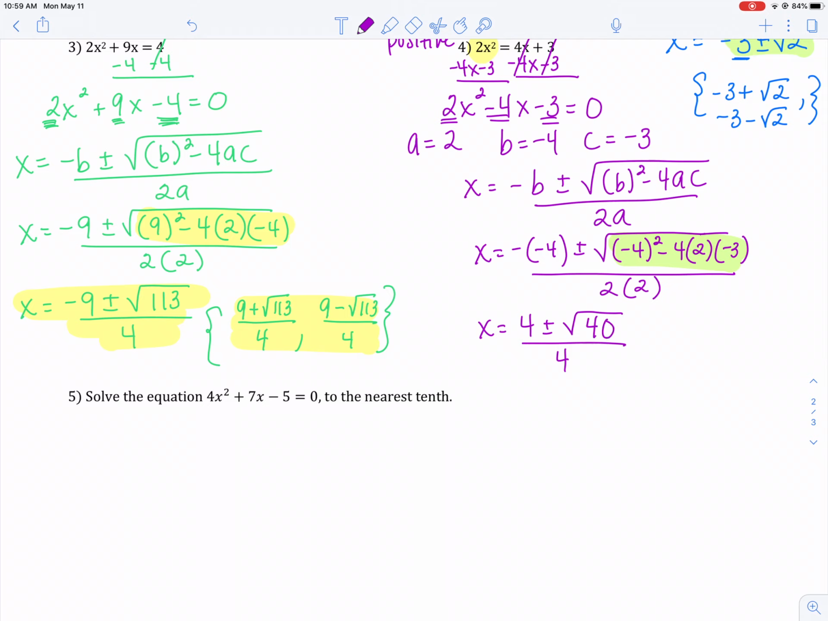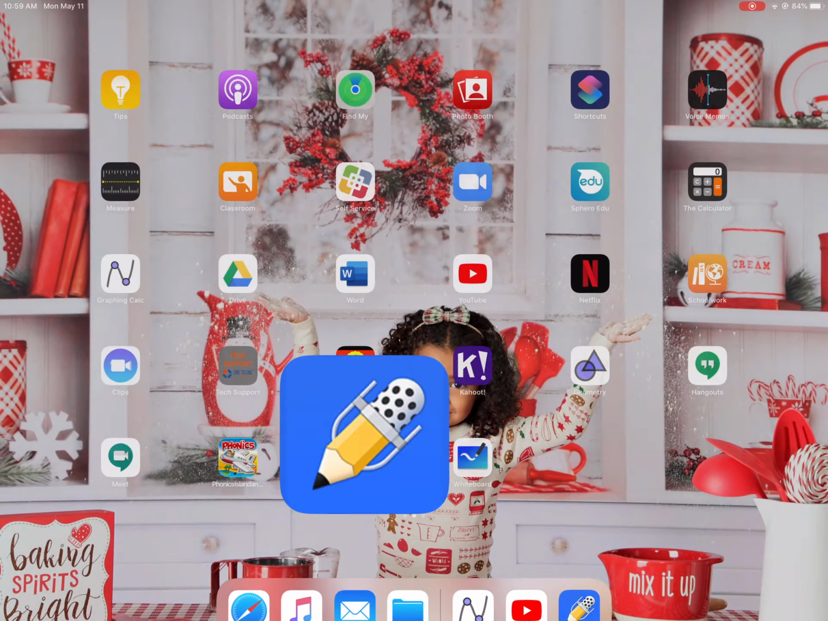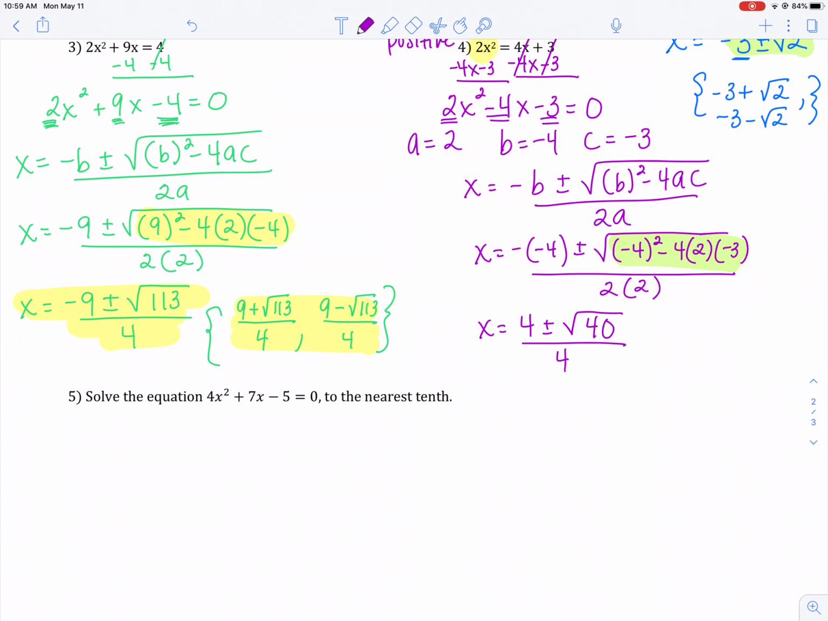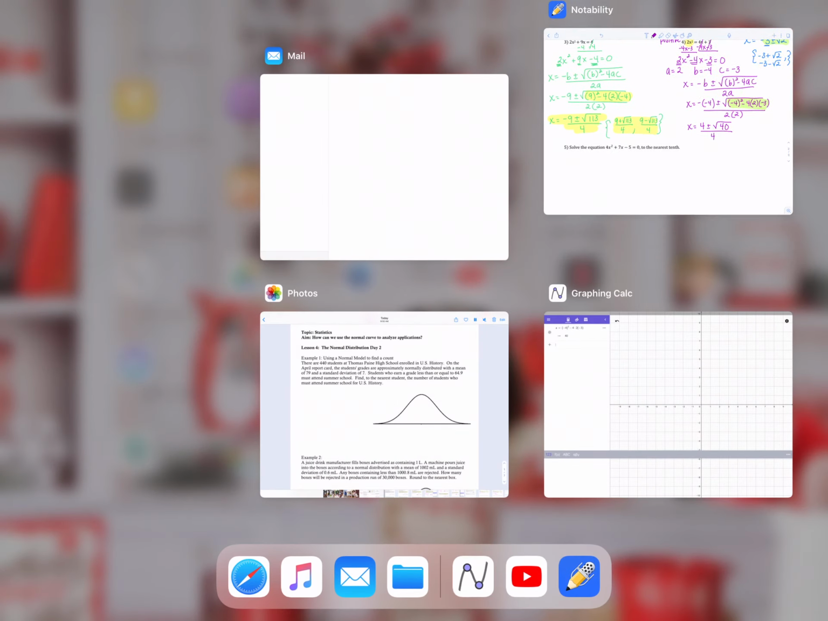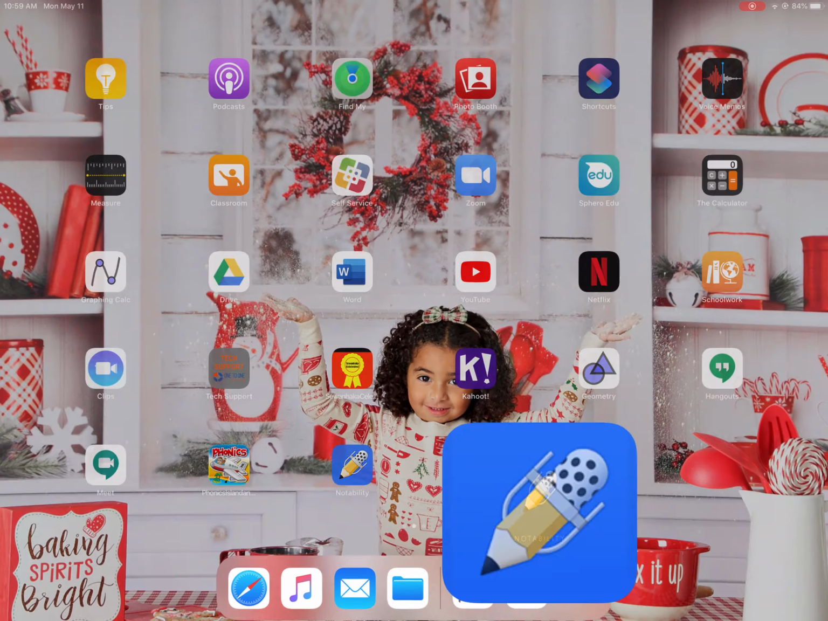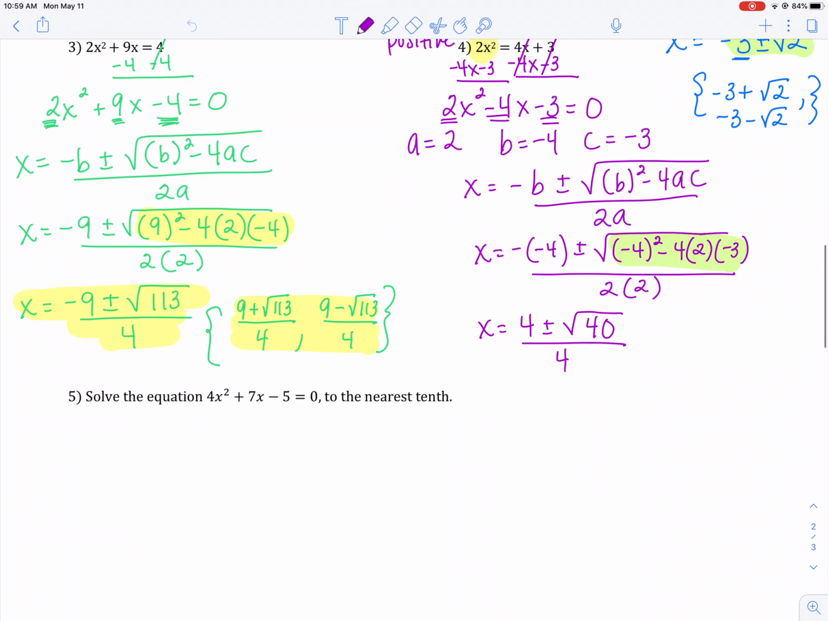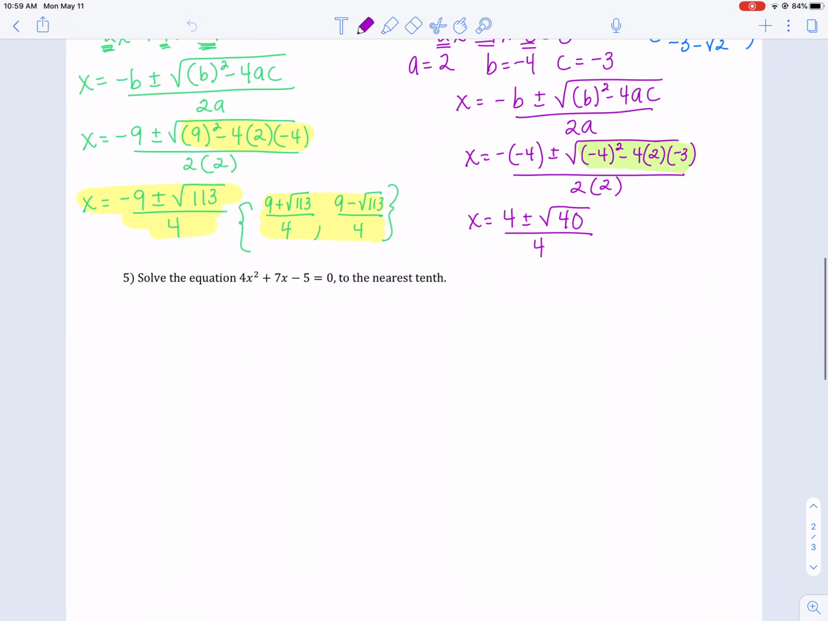Now, can 40 be simplified? You have to ask yourself, okay, is there a number that goes into 40? Let me just go back in. Yes, what 2 numbers multiply to 40 where one of them is a perfect square? Hopefully you're saying 4 and 10. Don't use 8 and 5. Neither are perfect squares. So watch how I write this. The 4 comes first, the 10 comes second, stays over 4.